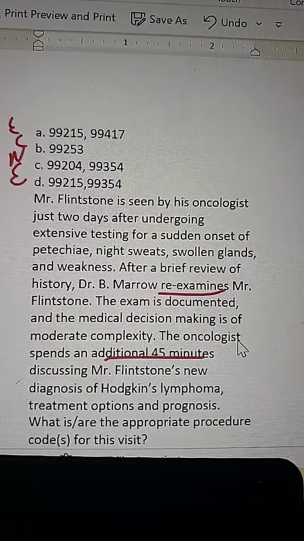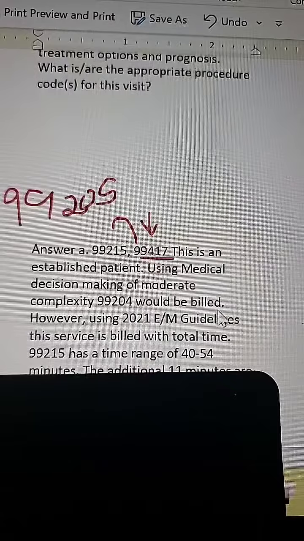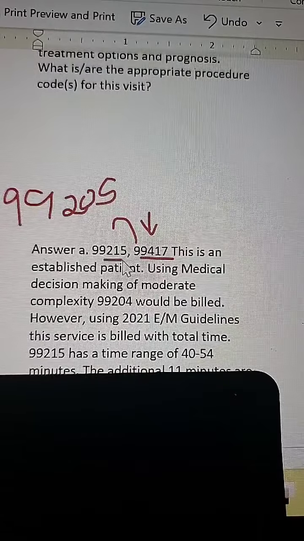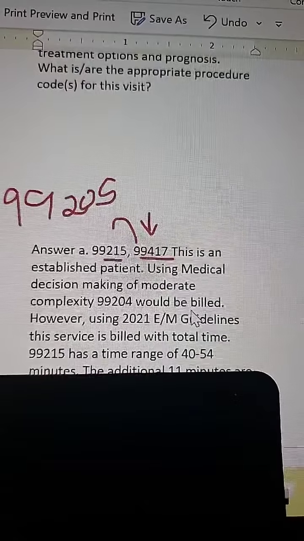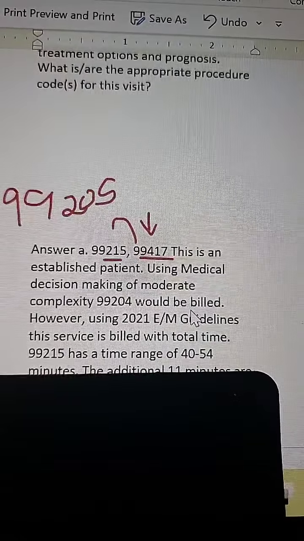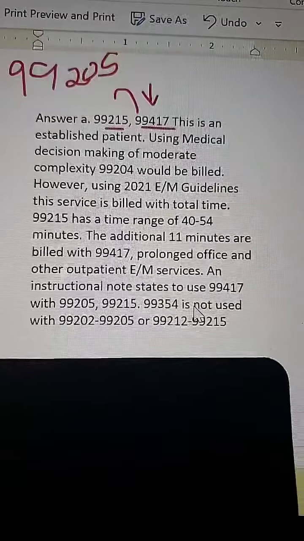Yep, this is the only prolonged services code that you can add to the 15 or the 205 code. If you have the 205 code, you can add the 417 to it. These are the only two codes that go with that as of right now. Who knows what they're going to change these two to come 2023, but we'll see.